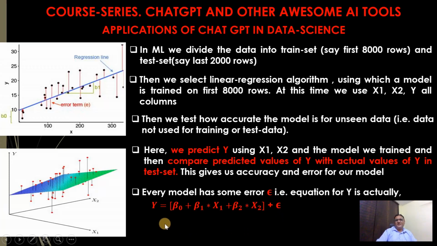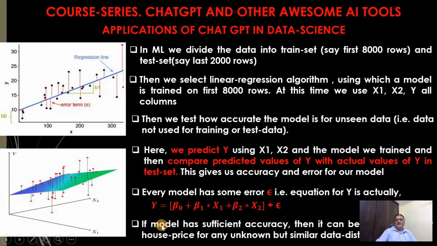For example, if you are making life critical medicine, then 95% accuracy is not enough. But if you are predicting housing price, then 95% accuracy is very good. Okay, so that is how it is. Now, if the model has sufficient accuracy, suppose my model comes out to have 96% accuracy, then we use it to predict house price on any unknown but similar data distribution.